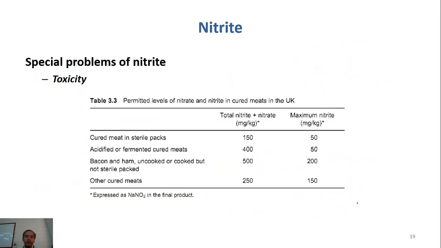Okay. These are the permitted levels of nitrate and nitrite in cured meats in the UK. So you have different meat products. If you use total nitrate and nitrite together, these are the allowed doses, the allowed levels that you can use. If you use nitrite alone, this is the maximum allowed.